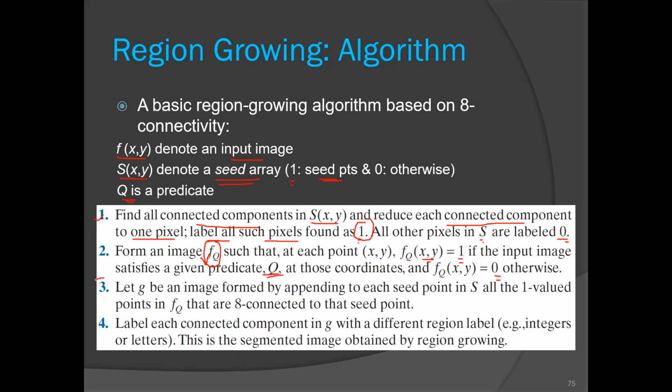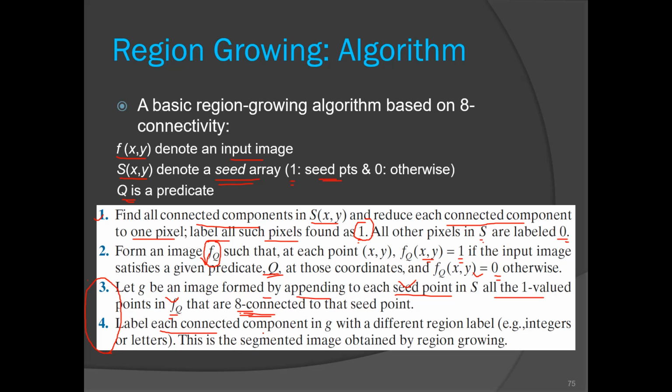Now we have to grow the region. Steps 3 and 4 are responsible for region growing. So let G be an image formed after appending to each seed point in S all the one-valued points in f_Q that are 8-connected. Now what we are doing is appending each seed point in S and the one-valued points in f_Q. The one-valued points in f_Q already satisfied that condition, right? So we are appending seed points and those points, and here we have considered 8-connectivity.